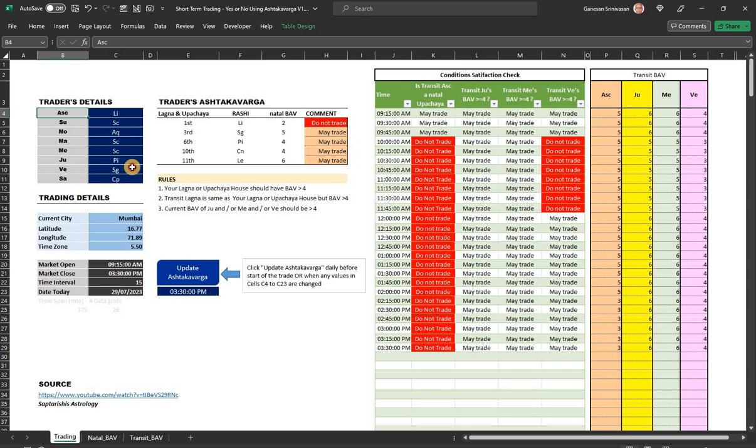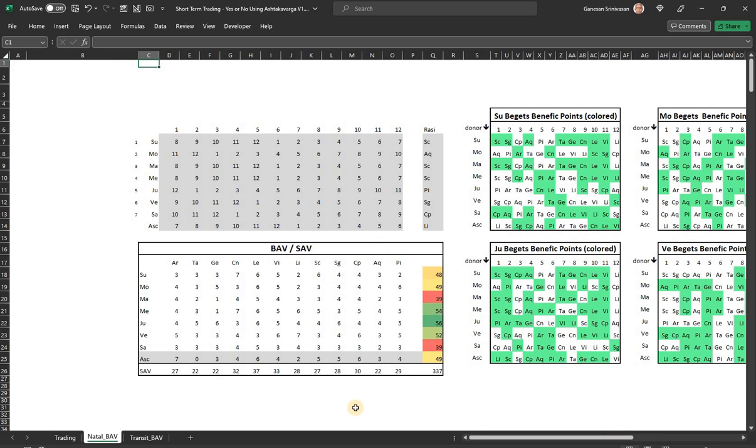For a given chart, once you give this input to me, the trader's details in this particular sheet, immediately the natal binnashtakavarga is erected by the program. You don't have to touch anything on this sheet. It is automatically created from the input that you gave there, and the values are taken back to that sheet. So you don't have to do anything about the natal binnashtakavarga. All that is computed even within Excel.